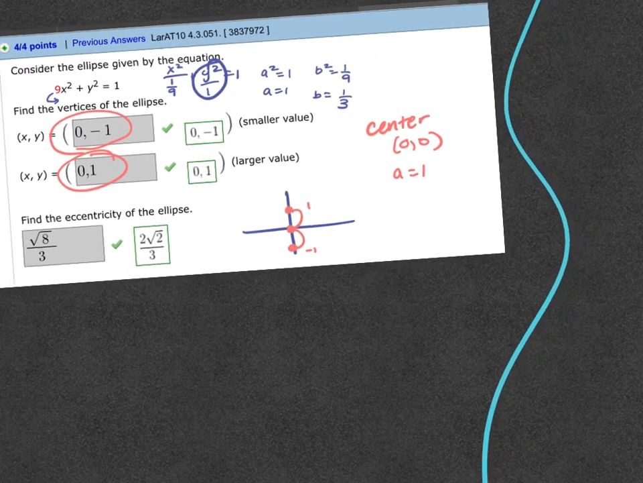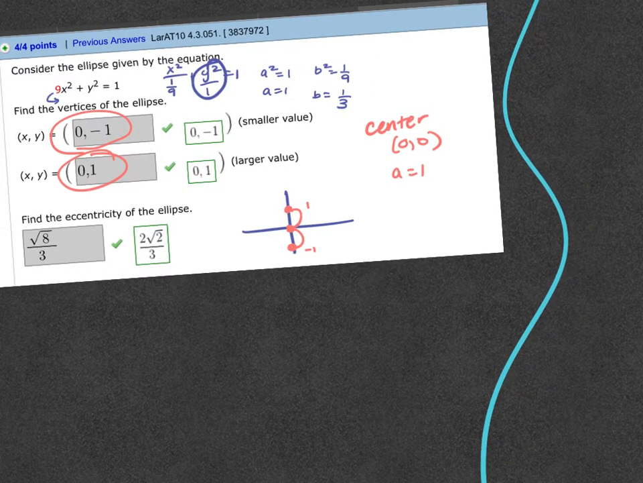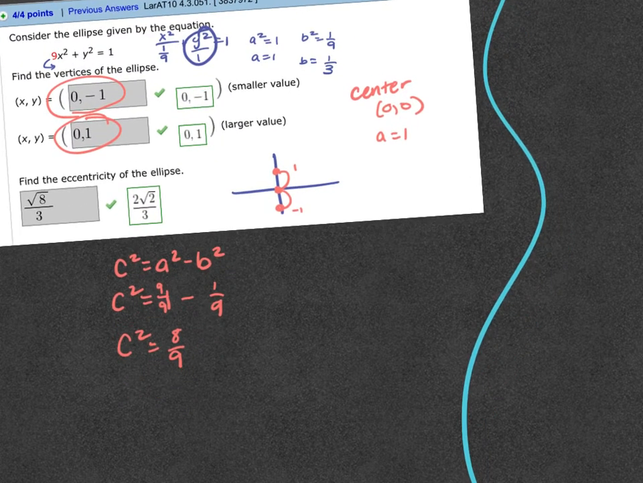Then I need to find c, which I need for the focus, but I also need c for the eccentricity. Remember, c squared equals a squared minus b squared. So c squared would equal a squared, which is 1, minus b squared, which is 1/9. So c squared equals 9/9 minus 1/9, or 8/9. So c would equal the square root of 8 over the square root of 9. And the square root of 8 becomes 2 root 2, and the square root of 9 becomes 3. So that's my c.